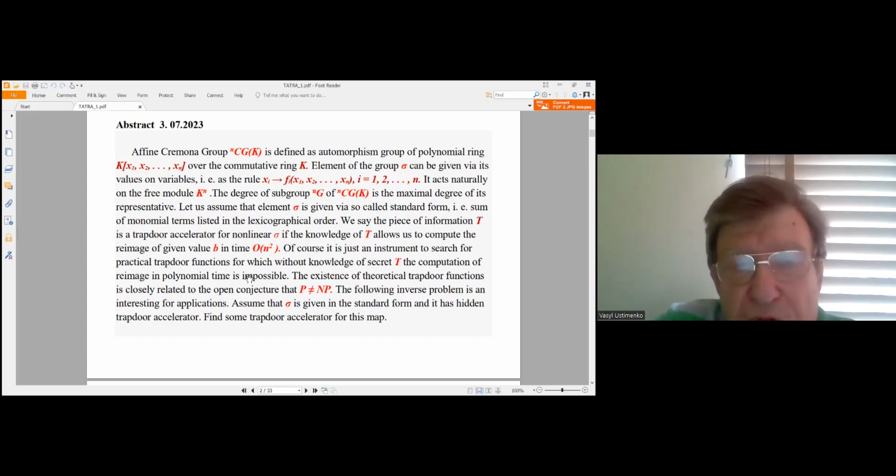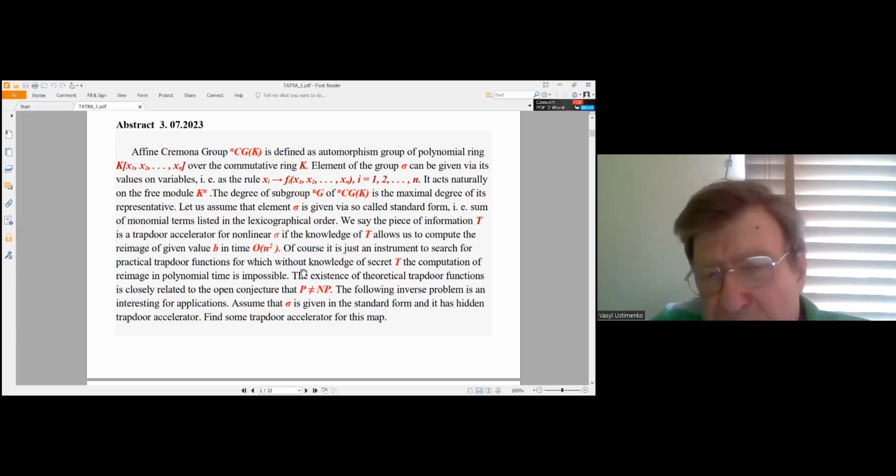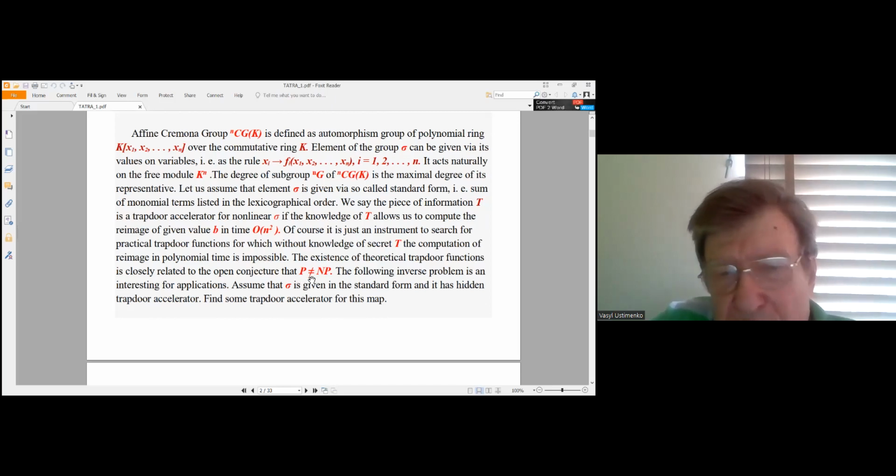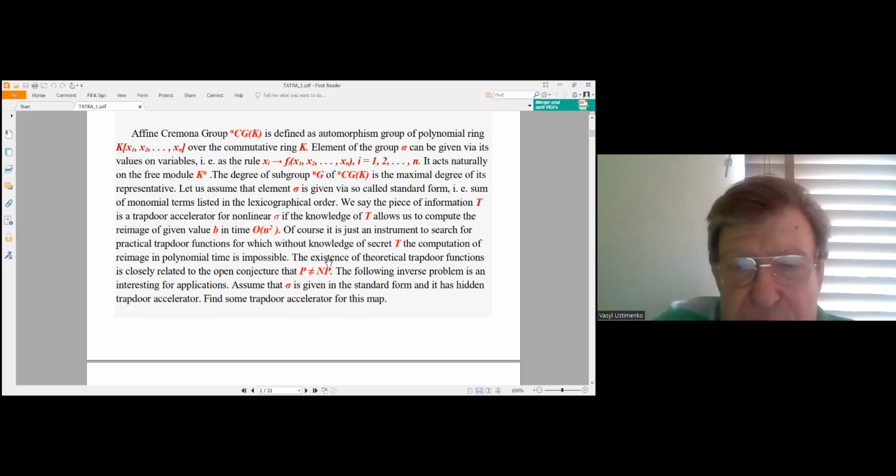Of course, it's a step forward to trapdoor function. So we can add that without knowledge of this T, the computation of preimage is practically impossible, for instance, an NP-hard problem. But for this reason, I need to use the conjecture that P is not equal to NP. That main conjecture of cryptography, that the class of polynomial algorithms is in fact different from the non-polynomial class of algorithms, the so-called class of NP-hard algorithms.